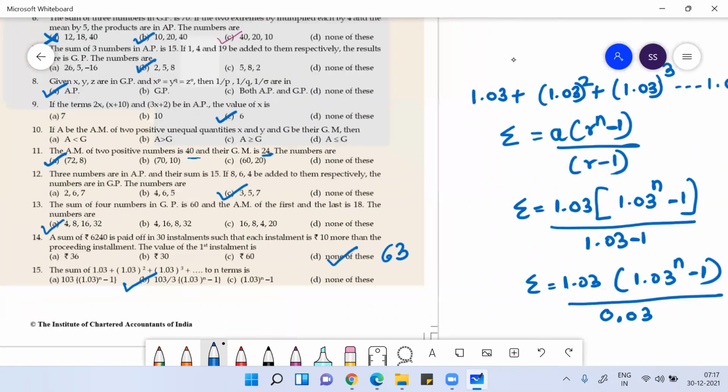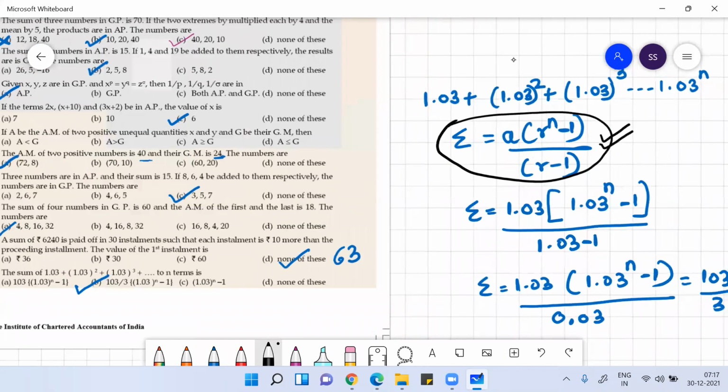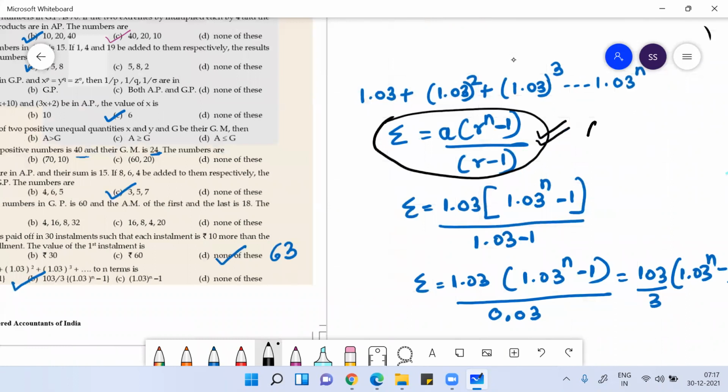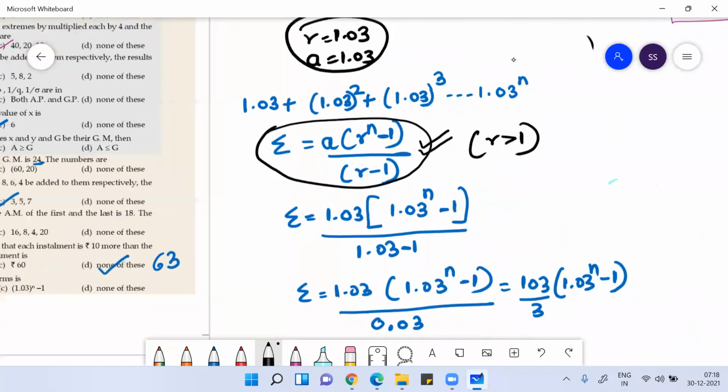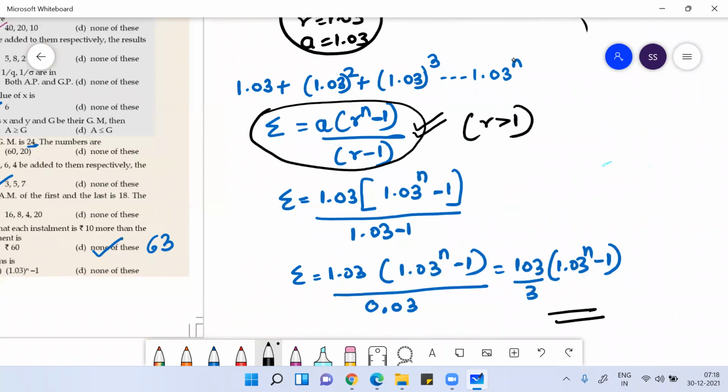For the fifteenth one, you just need to use the sum of n terms in a GP. You know the formula. If your ratio is more than 1, this is the formula. Here, what is your ratio? I hope you know how to find the ratio. Ratio is 1.03. What is A? A is also 1.03. Simply use the formula. The number of terms will be n. If you substitute everything in the formula, you'll get this.